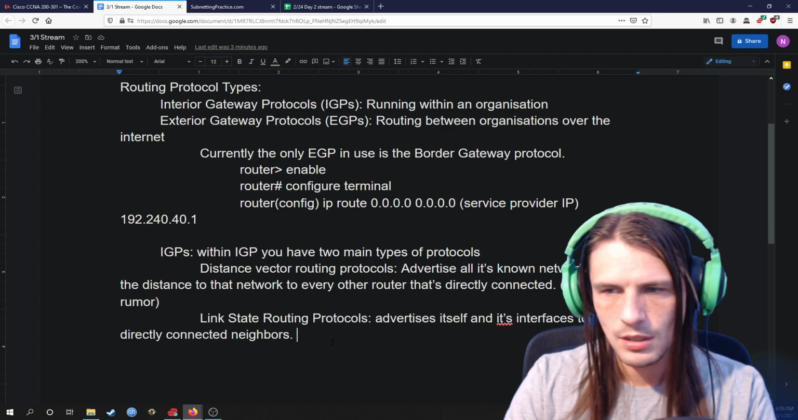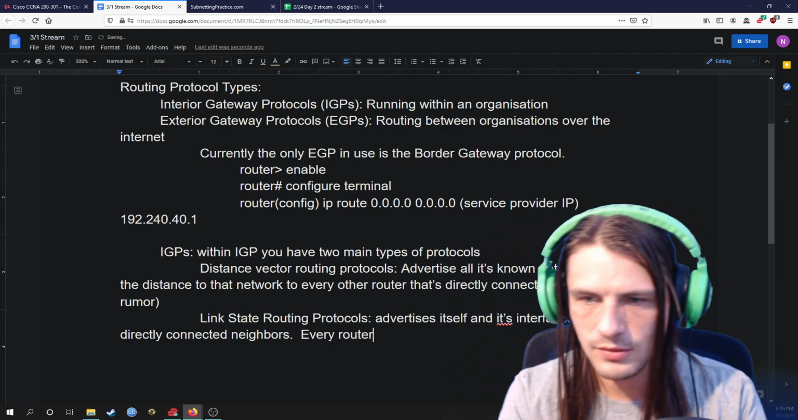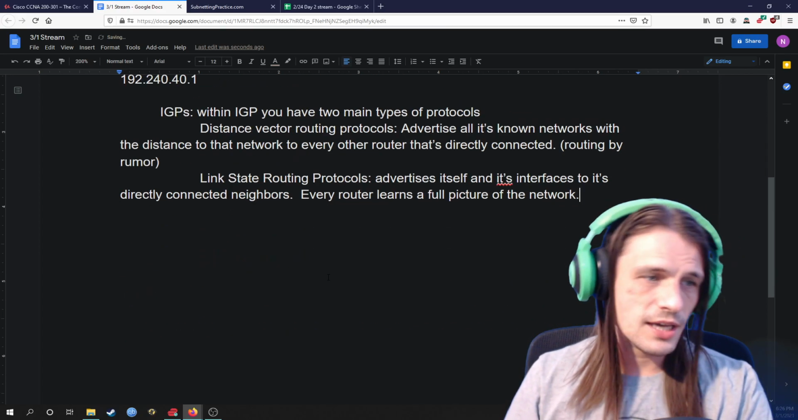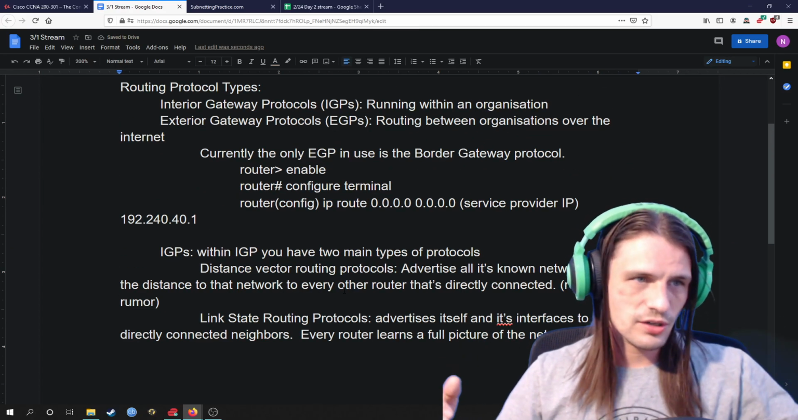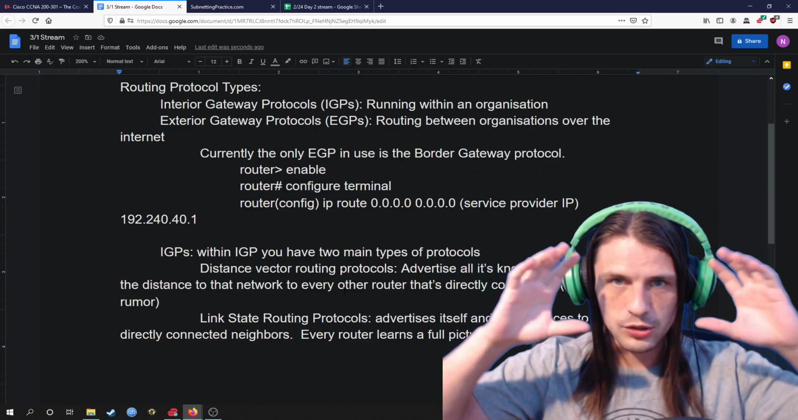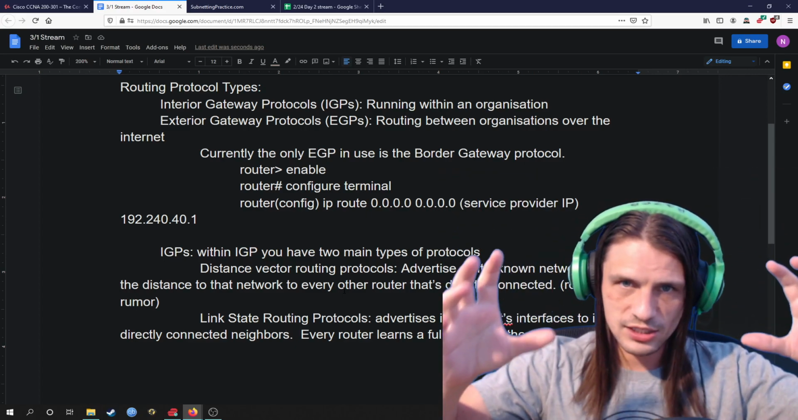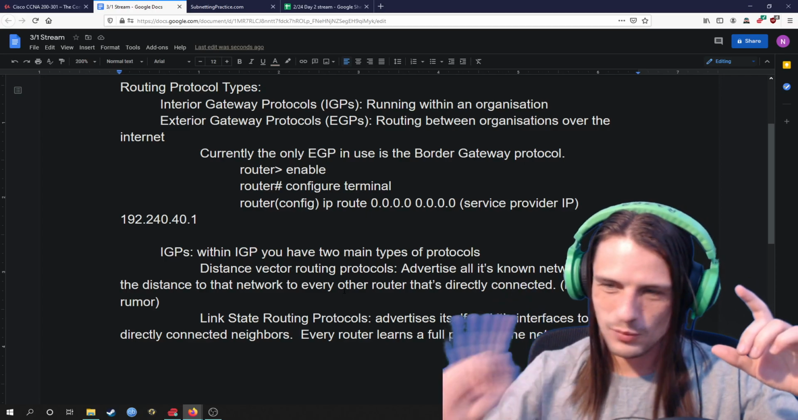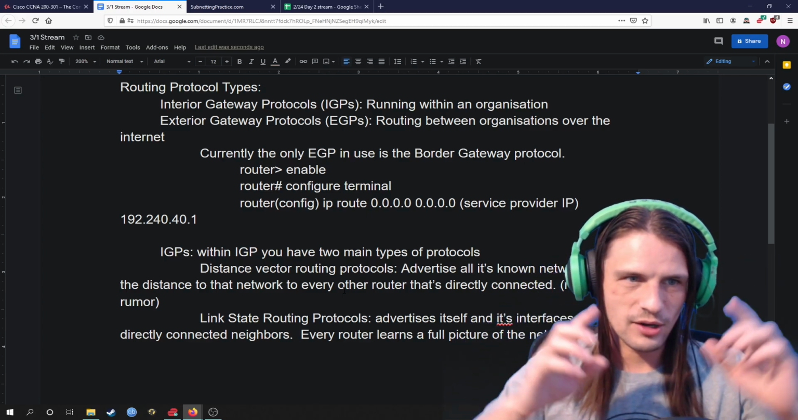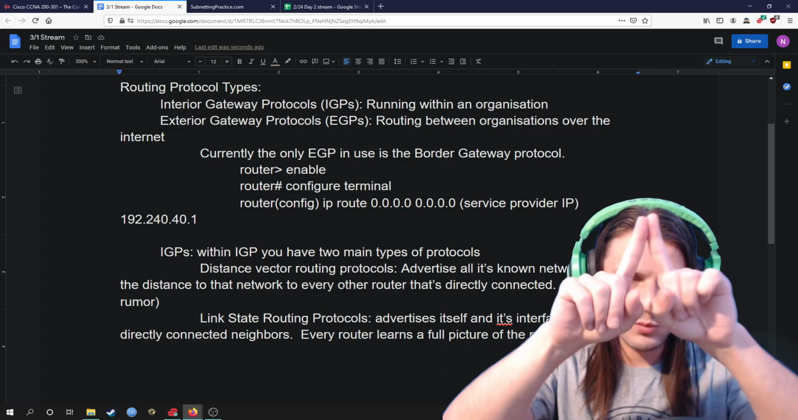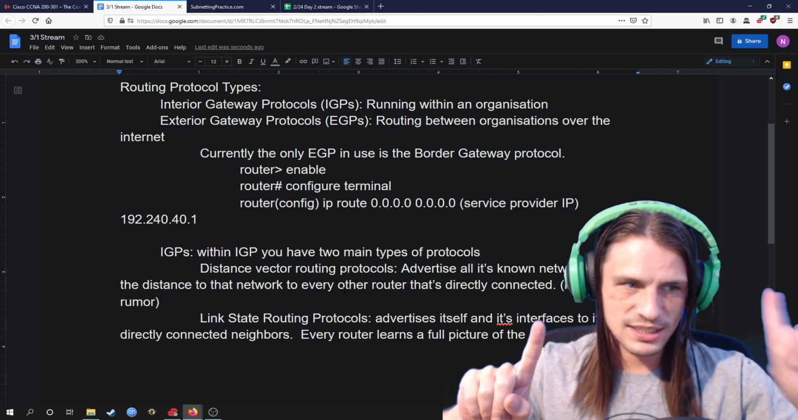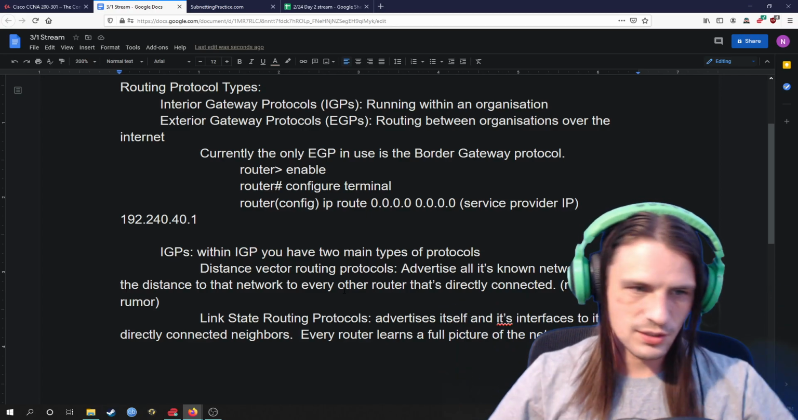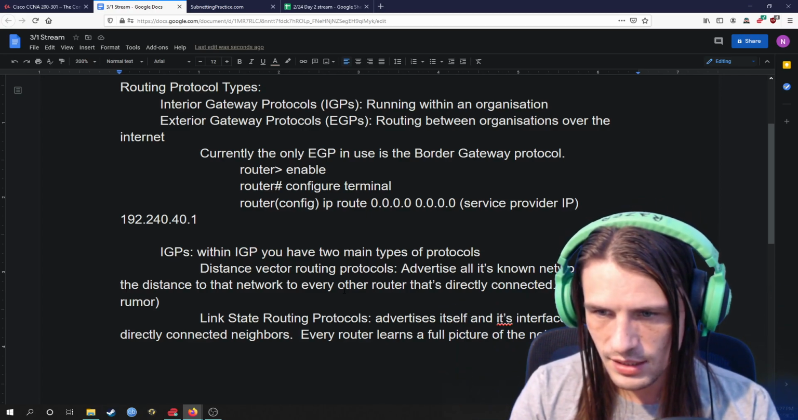So we can think of this as every router learns a full picture of the network. Again, this is just one step into interior gateway protocols. If we think of routing, there are two very large types of protocols. You have your interior and your exterior. Exterior only has one option, so that's awesome. That's great for testing. Interior, we just found out, has two main types within it. So if you're working within a network, you're either going to be working on a distance vector protocol or a link state routing protocol. Let's get into a little bit more of what that means.